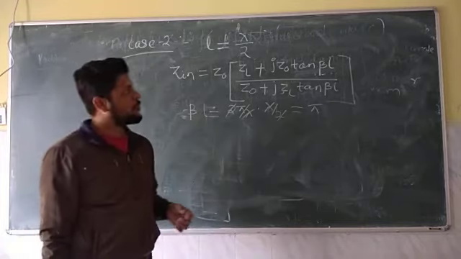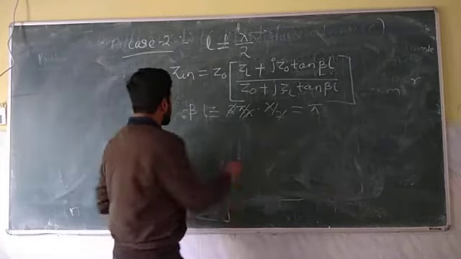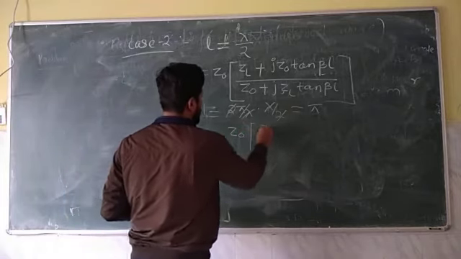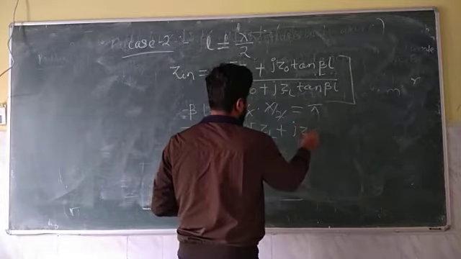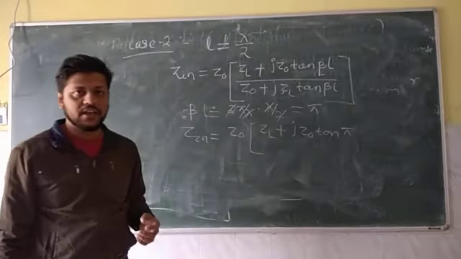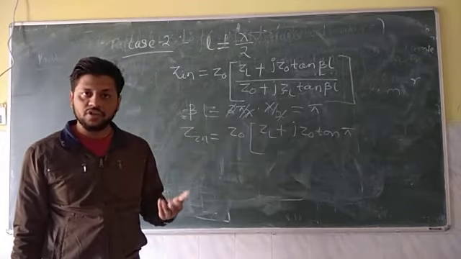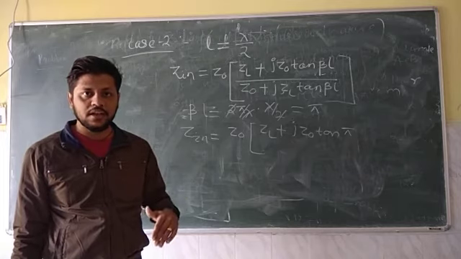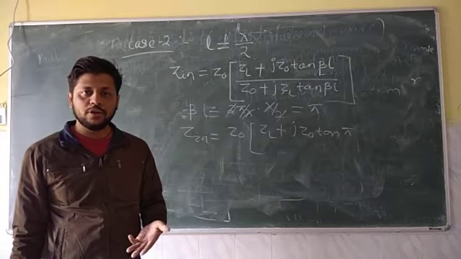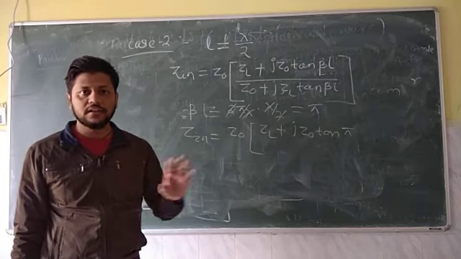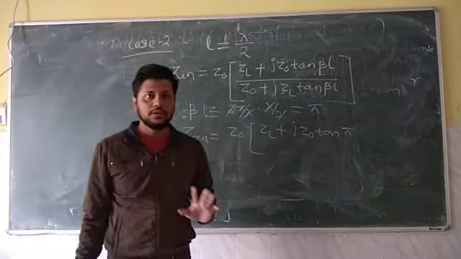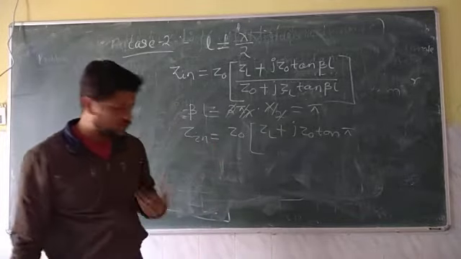So now we have to put the value of tan pi. So Zin is equal to Z0 times (ZL plus jZ0 tan pi). We also know sin pi means sin 180 degree, and sin 180 degree is 0. So tan pi means sin theta by cos theta. So sin pi is 0, meaning the numerator is 0, so that ratio becomes 0. So tan pi is also 0. That means tan 180 degree is also 0.